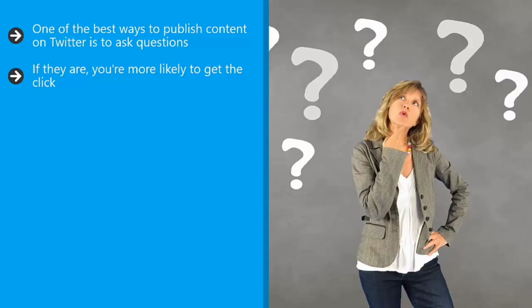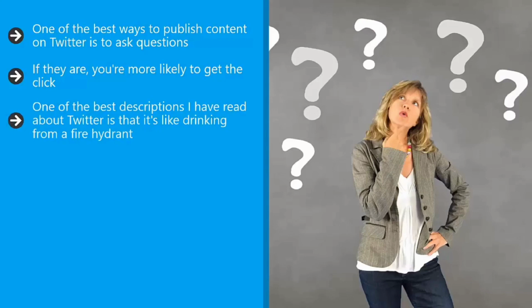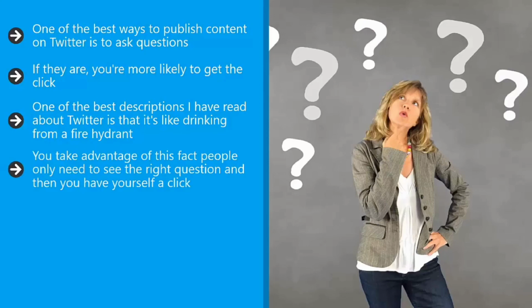People simply do not have the time to consume all that information. One of the best descriptions I have read about Twitter is that it's like drinking from a fire hydrant. There's just so much information to process in a very short period of time. This is why most people who consume a lot of social media content don't bother to read. They really don't. They don't have that luxury. Instead, they scan. By tweeting in the form of questions followed up by a link and some hashtags, you take advantage of this fact. People only need to see the right question and then you have yourself a click. It fits how people think about and process information on Twitter.